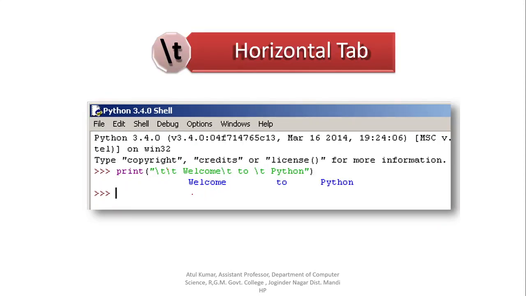Next, to print a horizontal tab in your output, what is the escape sequence? Backslash t is the syntax to print a horizontal tab. So there are 2 horizontal tabs, then welcome is printed. After welcome there is a single horizontal tab, and after the horizontal tab there is 2, so 2 is printed. After 2 there is a horizontal tab, it will print a tab, and after that Python is printed.